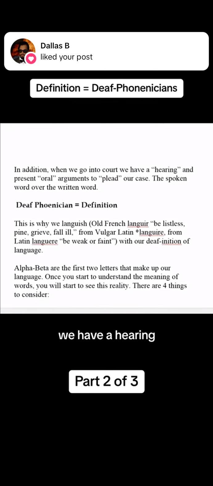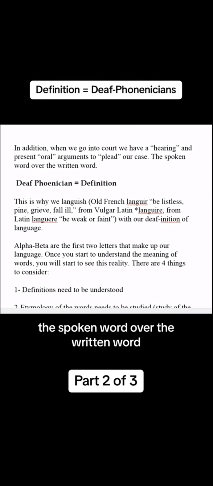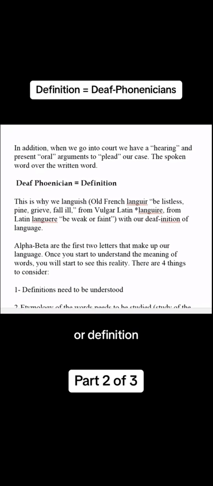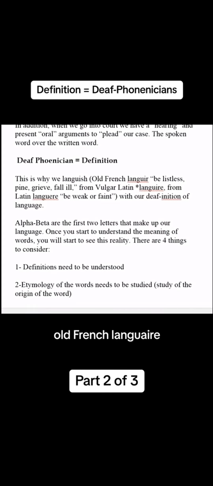All right, we can go into court. We have a hearing and present oral arguments to plead our case. The spoken word over the written word. That's why it's Phoenician or definition. Definition. Get it? This is why we languish, Old French languere, be listless, pine, grieve, fall ill.